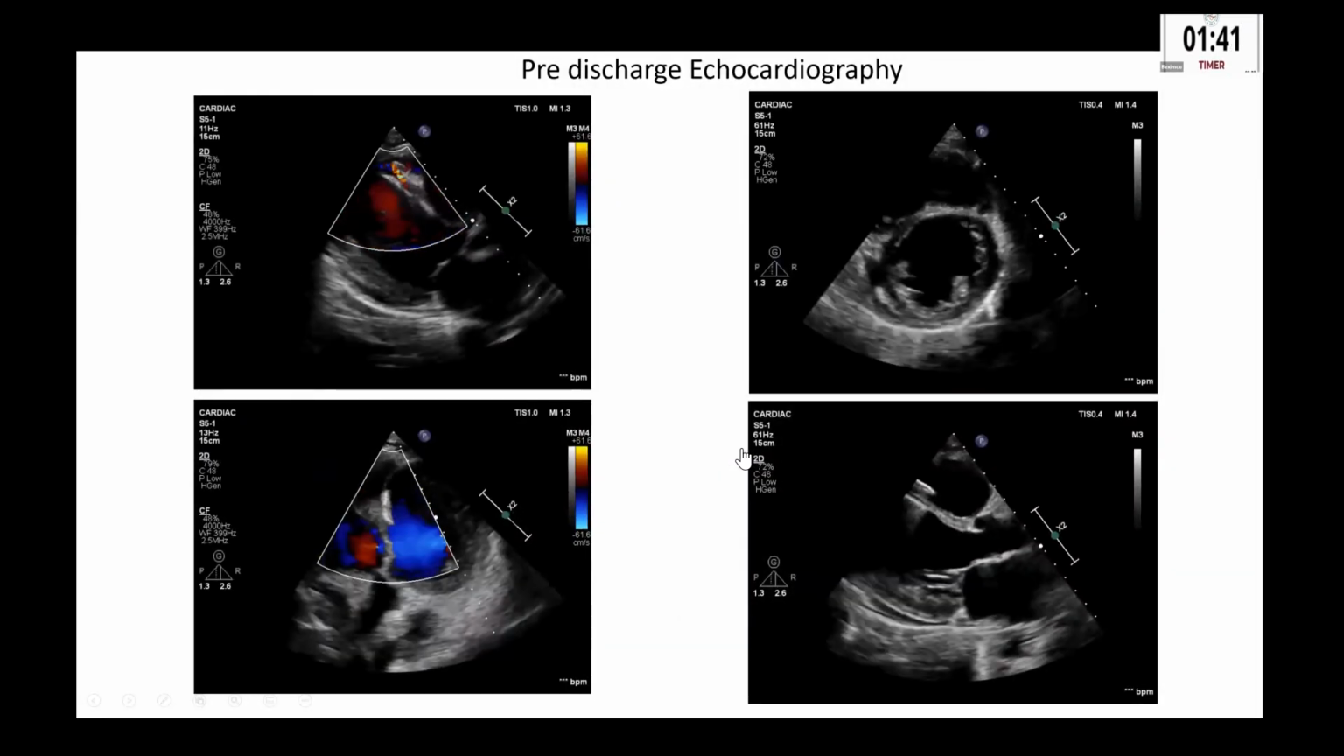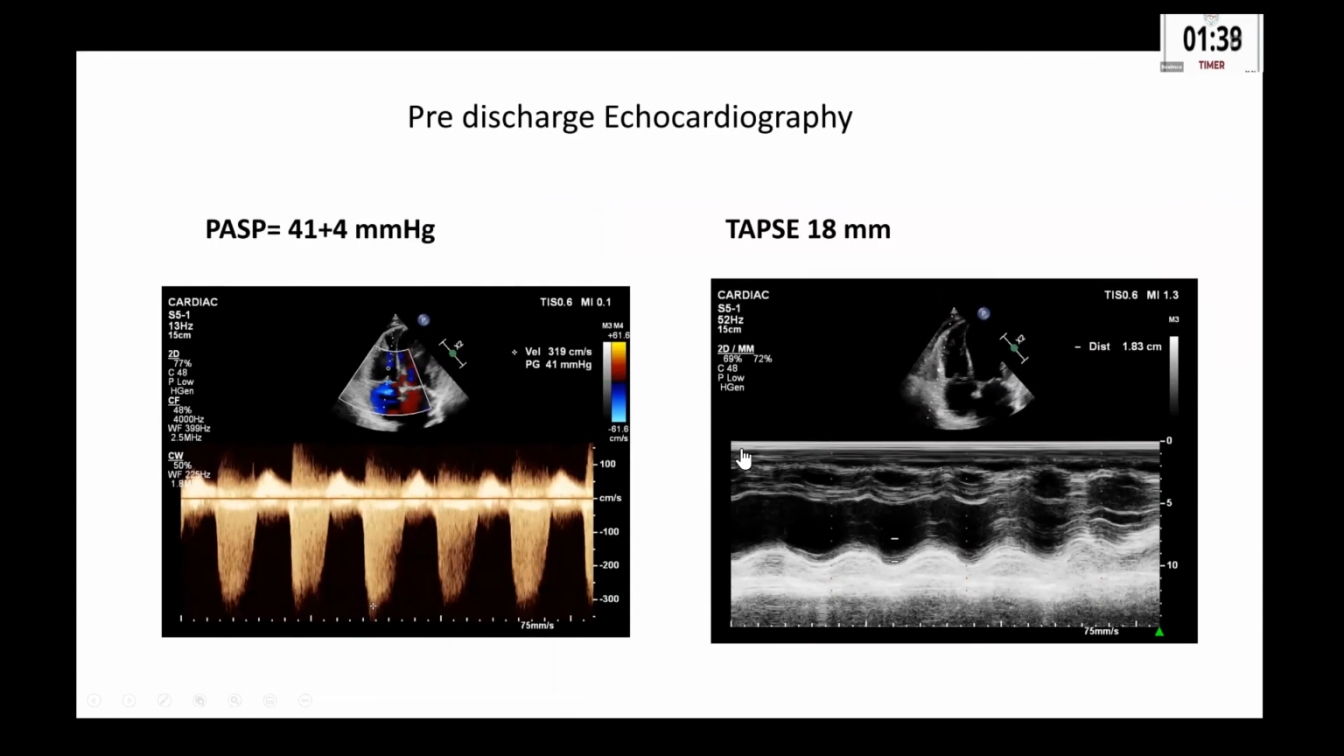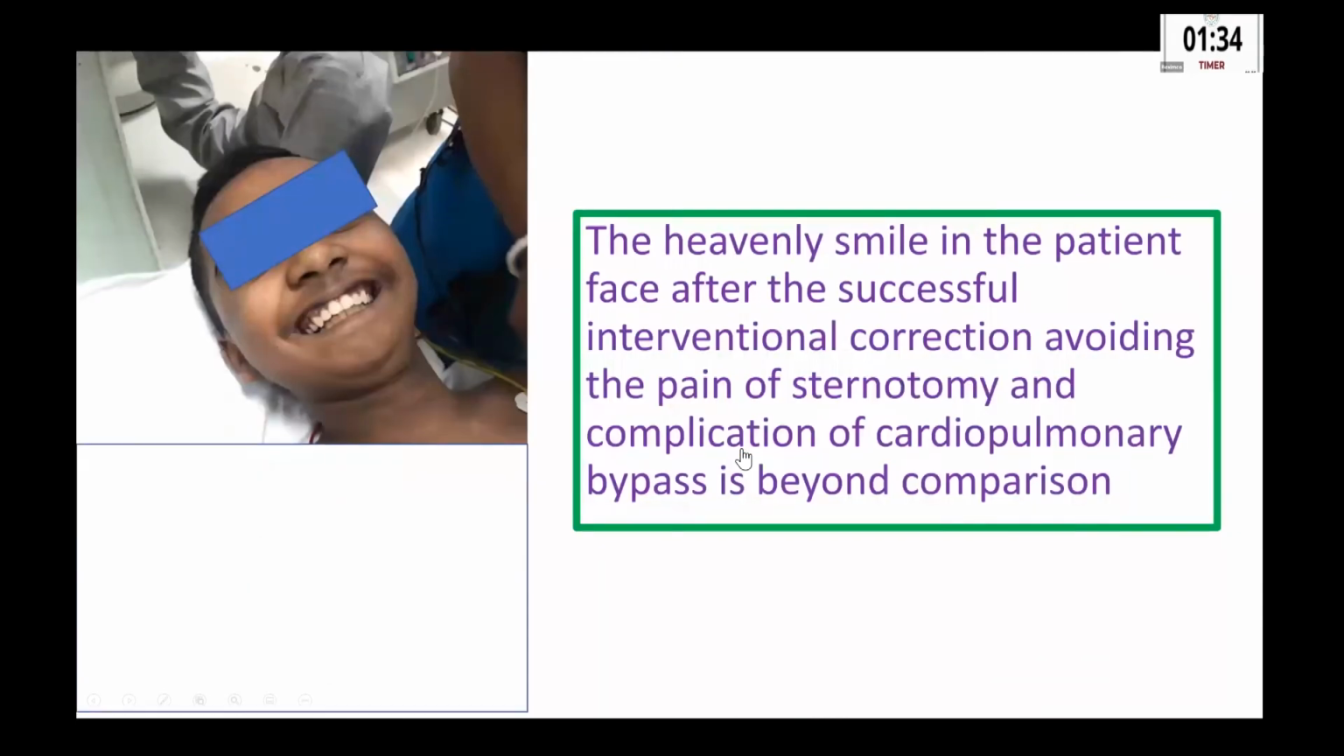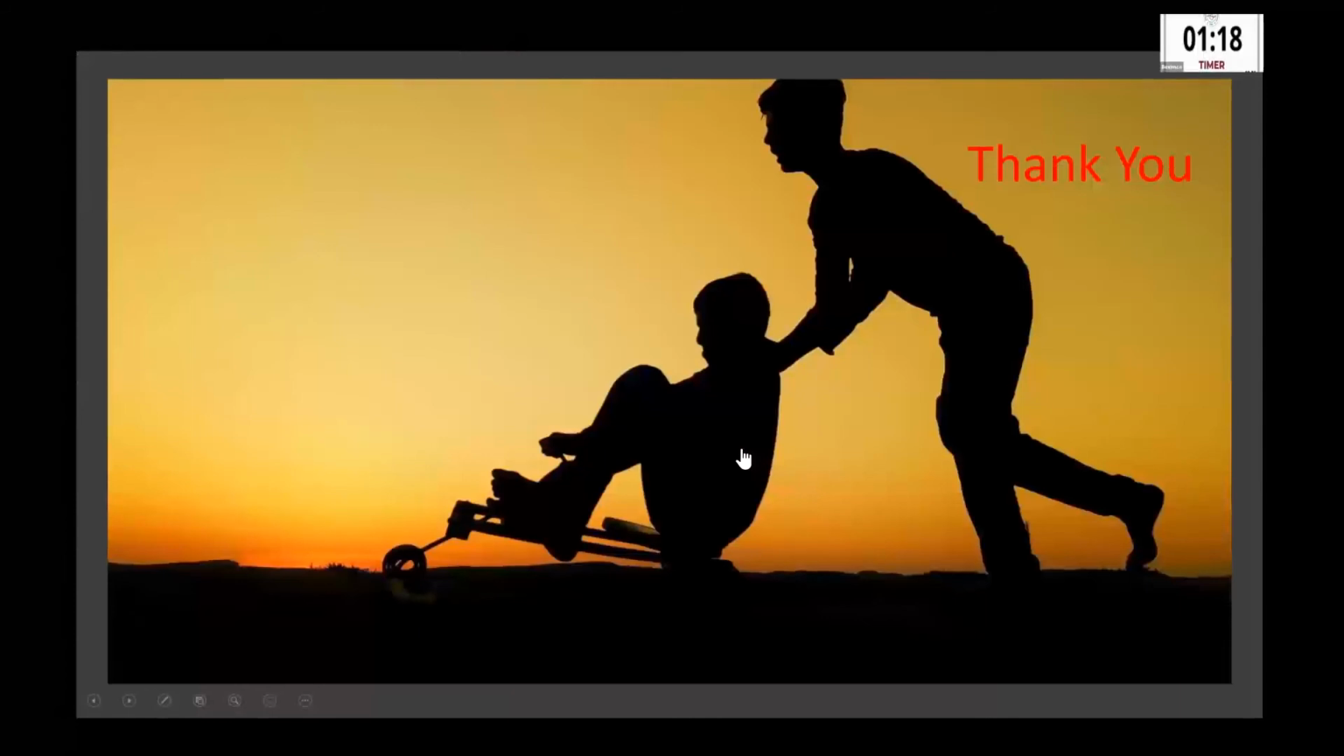After device closure, all the parameters improved, and this is the smiling face on the 3rd day before discharge of the patient. So, Mr. Chairman, the heavenly smile on the patient's face after the successful interventional correction, avoiding the pain of sternotomy and the complications of cardiopulmonary bypass, is beyond comparison. This smile tells us what relief is. So thank you very much. Thank you for your patience.